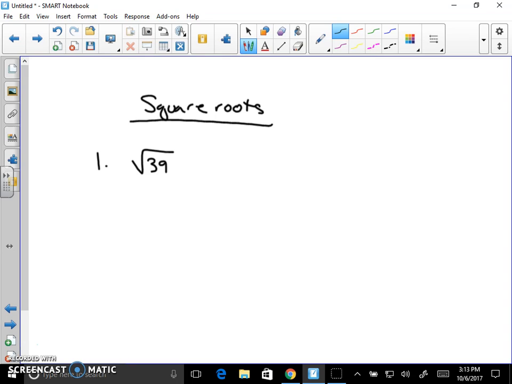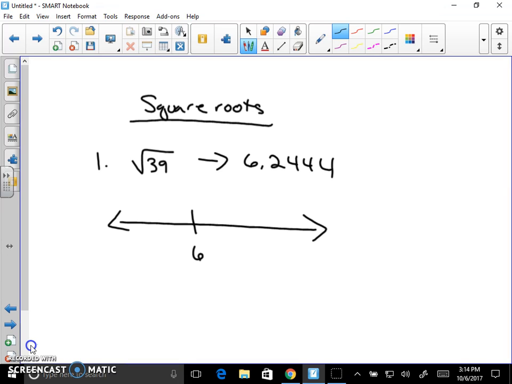Okay, so if we find the square root of 39, we get 6.2444. So if I had a number line, 6.244 is going to be, there's 6 and there's 7, it's going to be in between here, right? These are my whole numbers, and these are consecutive whole numbers, so we're going to say 6 and 7. It's better sometimes to use that number line.